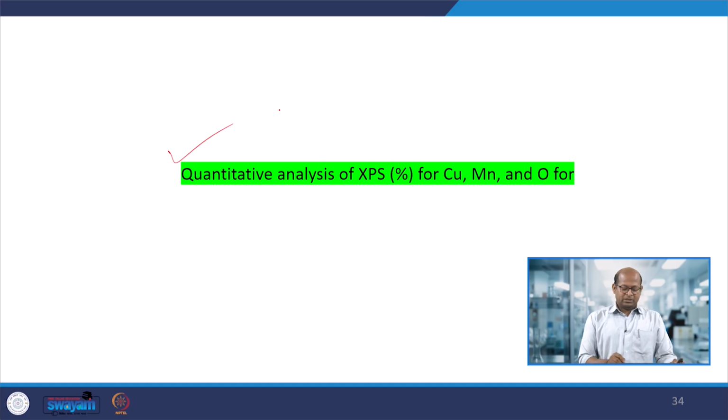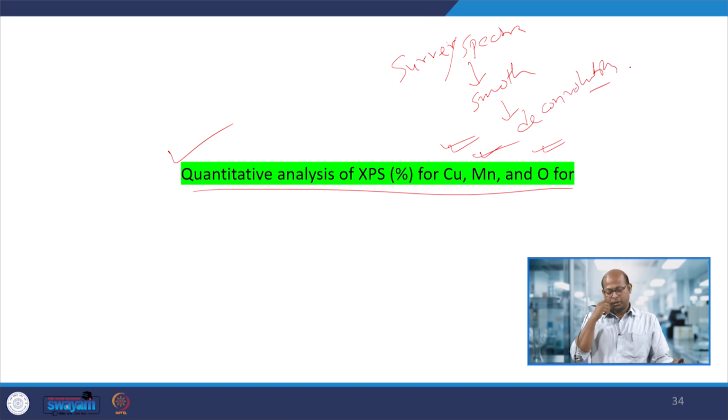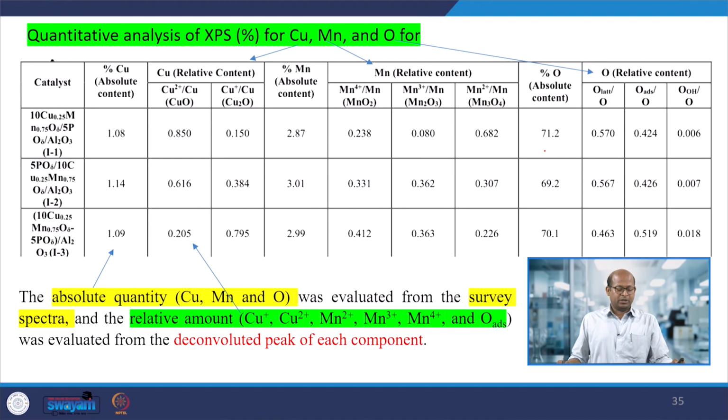So now, quantitative analysis with the help of XPS. I said copper, manganese and oxygen are present, three different key components or metals in that particular material. Once we get the XPS spectra, with the help of software we can first get the survey spectra, then smooth the spectra, and then do the deconvolution of the spectra. Once we get the deconvoluted spectra, the individual metals are present in terms of specific metal oxides, so we can quantify with the help of the software's area under the curves.